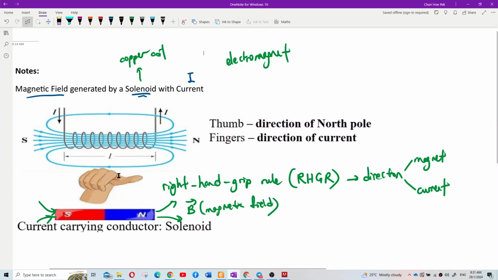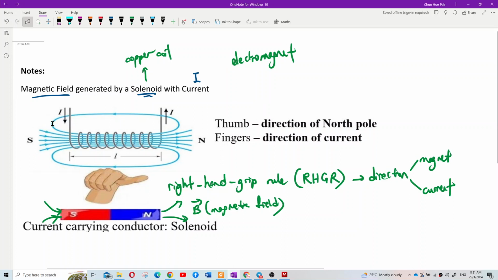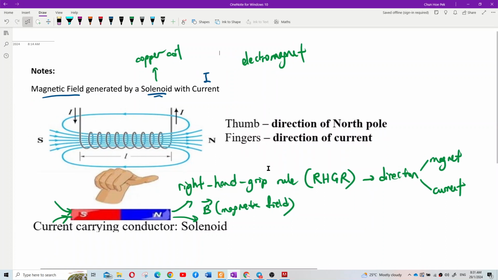My thumb shows the north pole. So my north pole is at this right hand side. This is the north pole, so this side will be the south pole. So the right hand grip rule is to show the direction of the magnetic field produced by the current.